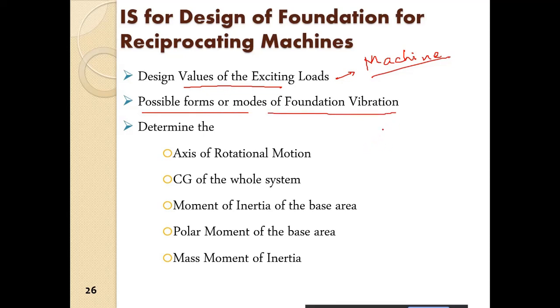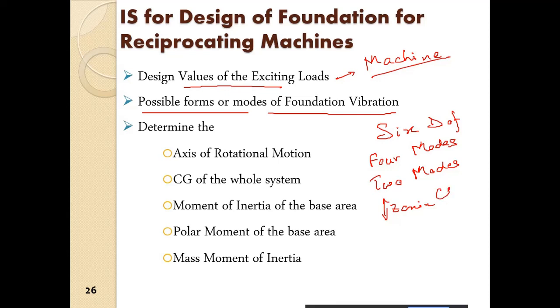We have already discussed that there are 6 degrees of freedom. For our particular analysis, we considered 4 modes of vibration. Out of that, 2 modes are independent: translation along the z-axis, and rotation about the z-axis.